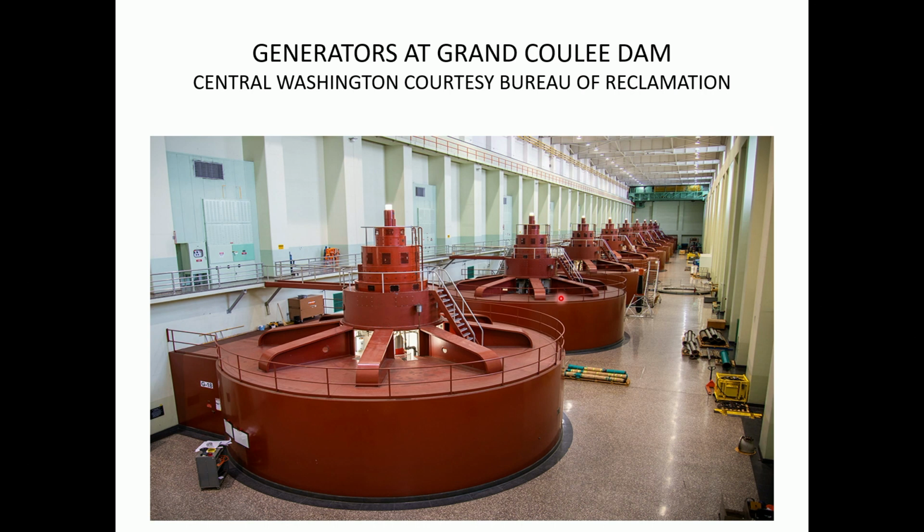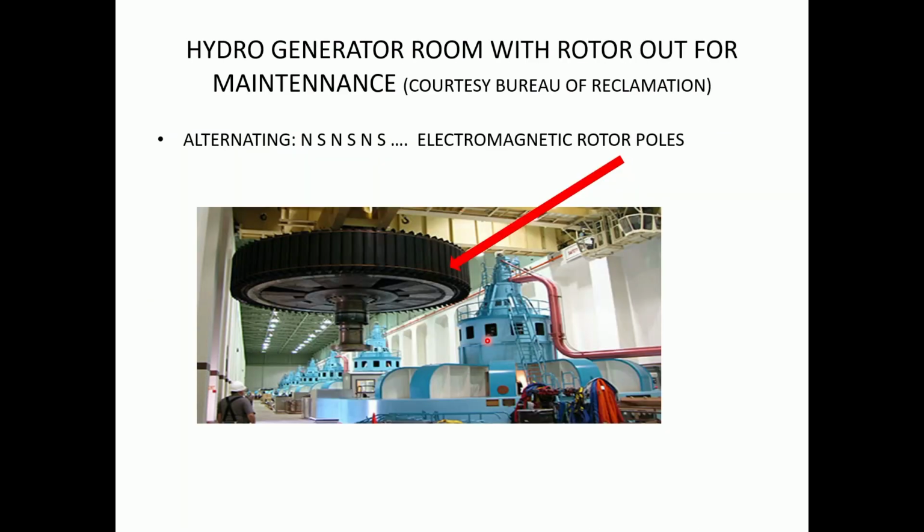That's a generator room at the Grand Coulee Dam powerhouse, and you can tell how big they are from the size of the ladder there. That gives you the human scale. And inside is a rotor that has some resemblance to what I showed you. These are a bunch of north and south electromagnetic poles. We use electromagnets in these big ones, because they require the control of the voltage as well. The speed is fixed very precisely in order to get 60 cycles AC per second.